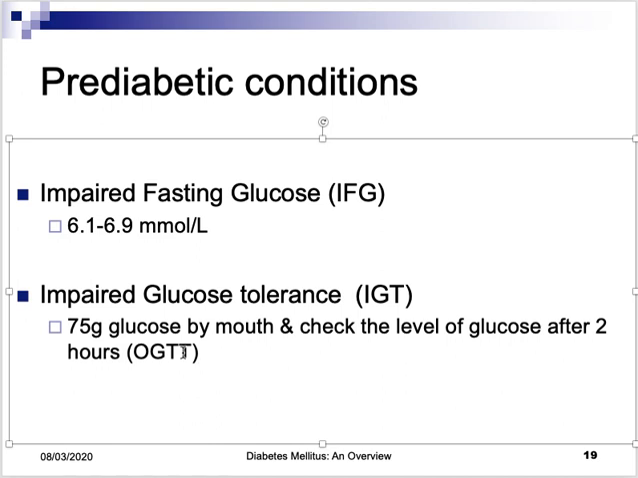Now what's the importance of this? Anyone whose level comes between 7.8 to 11.0 millimole per liter has a condition called impaired glucose tolerance. Less than 7.8 is normal, and more than 11 is a diabetic condition, so remember these values. These are two pre-diabetic conditions. These people are not labeled as diabetic, rather they are called pre-diabetic.